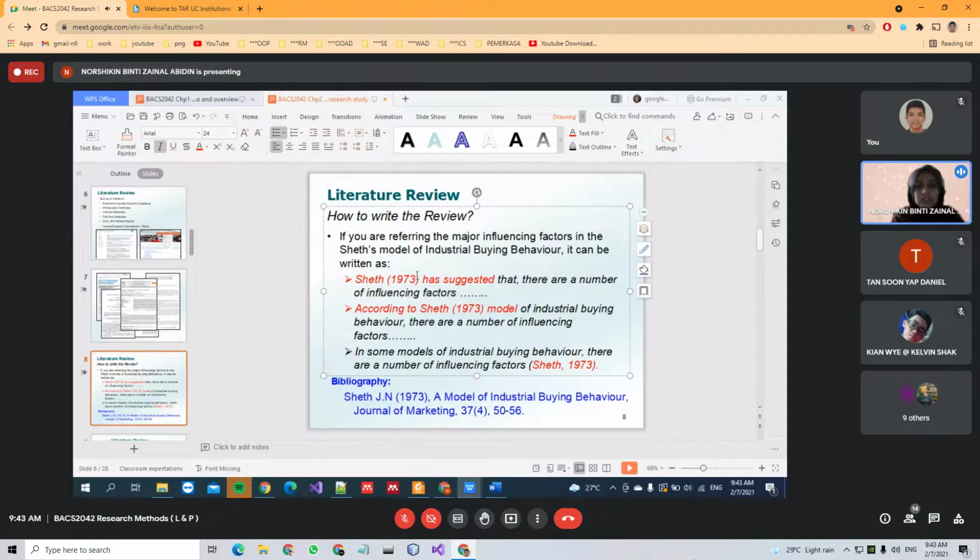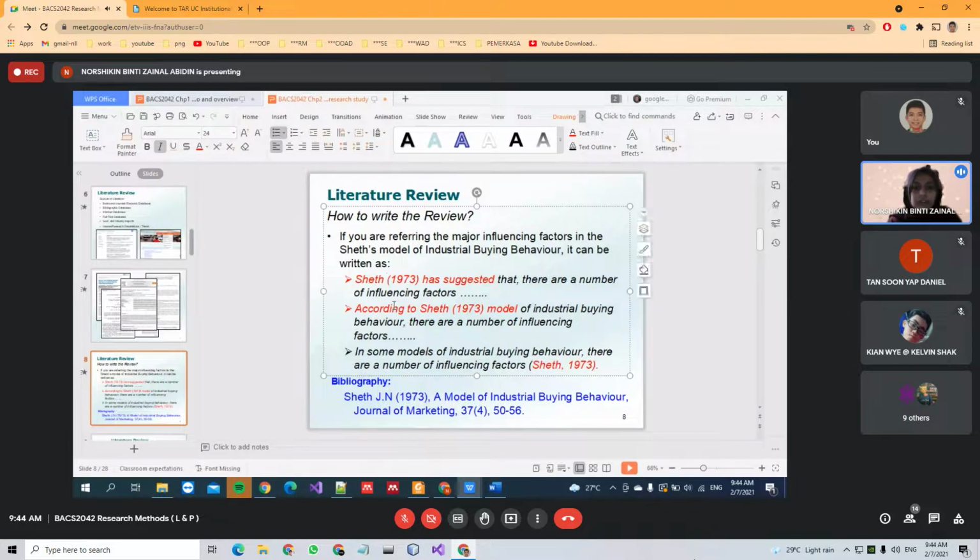So you need to write the writer, the year, and has suggested. So he suggested in his paper the statement here. Or another way is according to the shared model of the industrial. So this is another way. You need to rephrase, you do not copy. And another way is you write the name at the end of your statement here. So that's how you write LR.